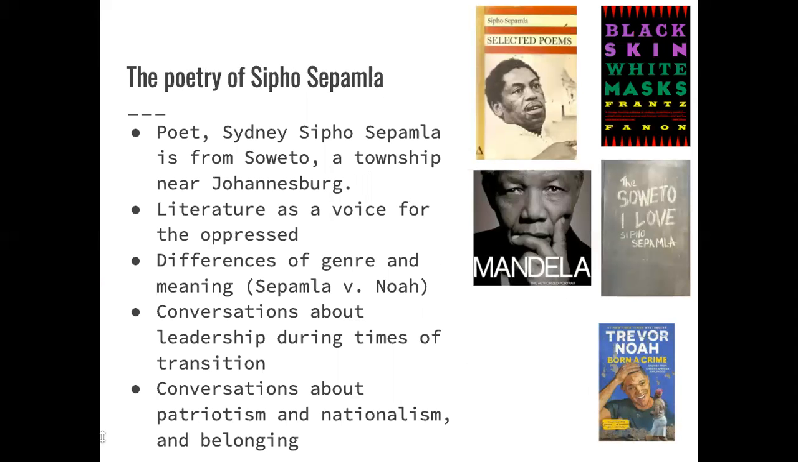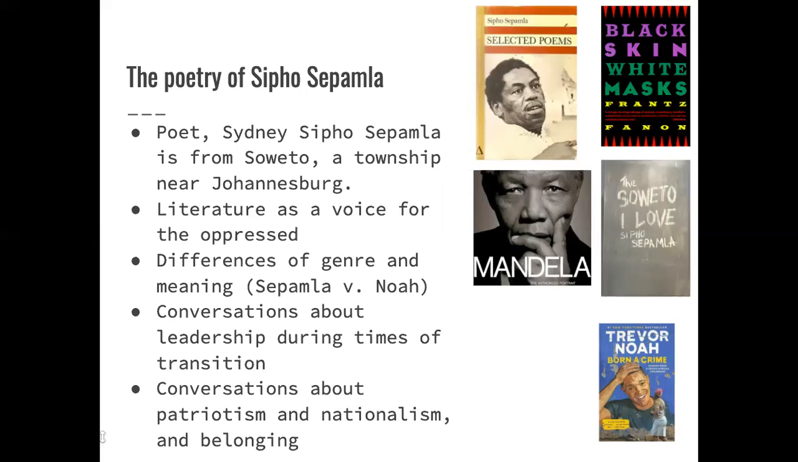So we're going to start the year off with a poetry unit with poems written by Sidney Sipho Sepamla. He's a South African poet who was writing during apartheid. We're going to look at this through the lens of literature as the voice for the oppressed, and it builds on the summer reading that students completed where they read Trevor Noah's memoir, Born a Crime, of his retelling of childhood stories of what it was like for him growing up in apartheid South Africa. And this is an example of intertextuality.